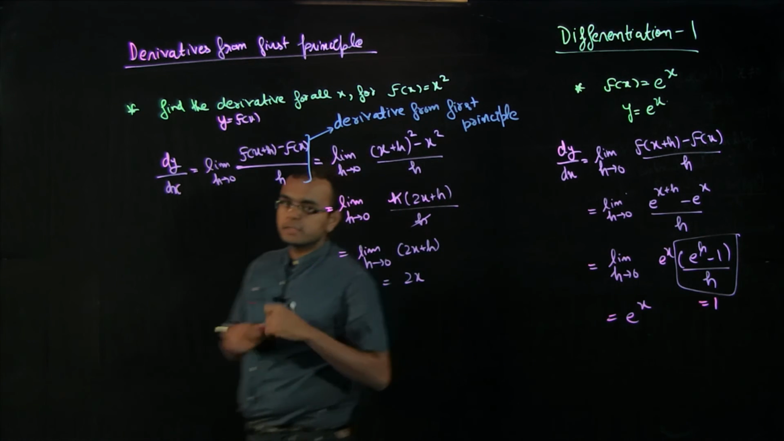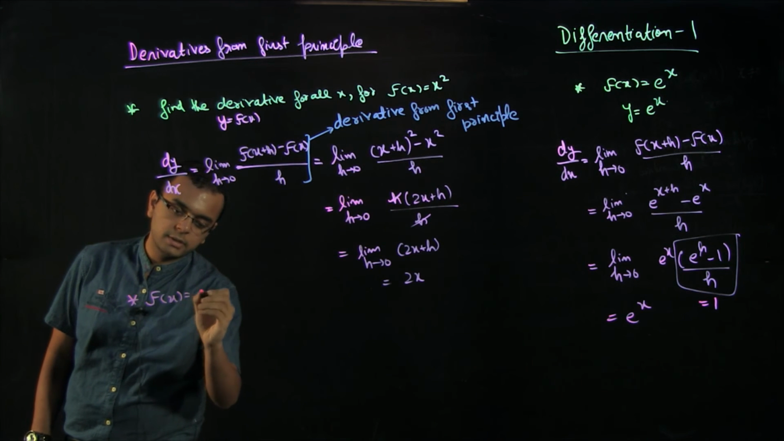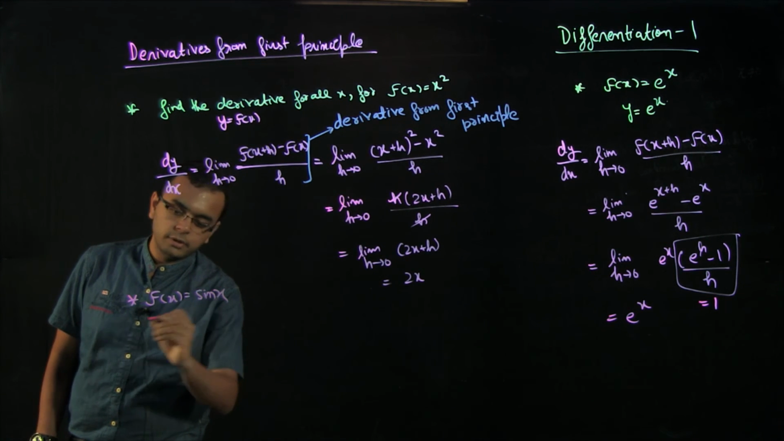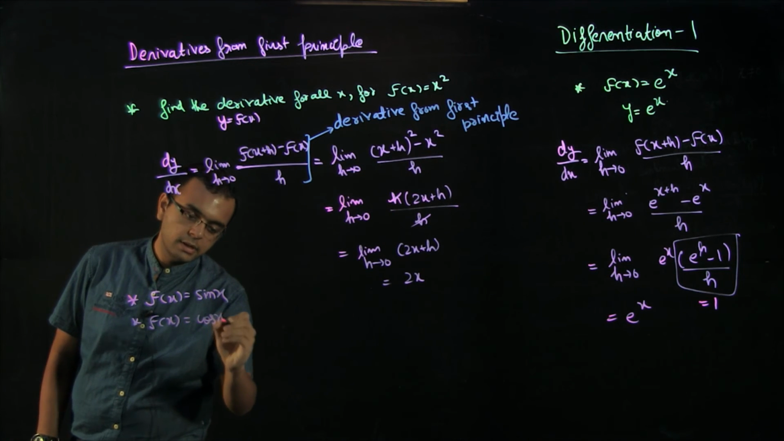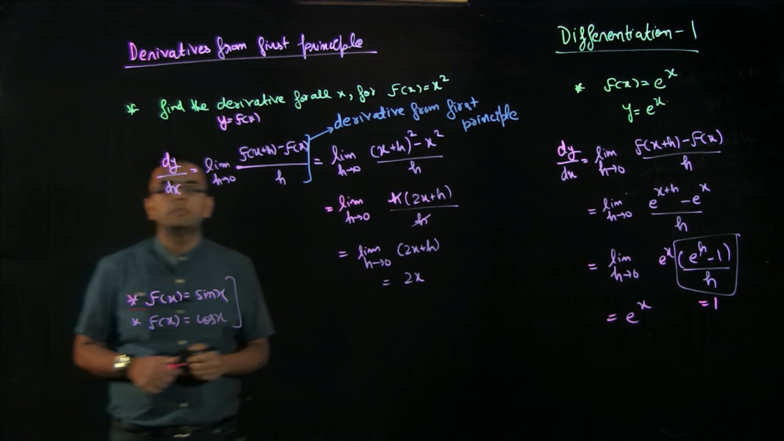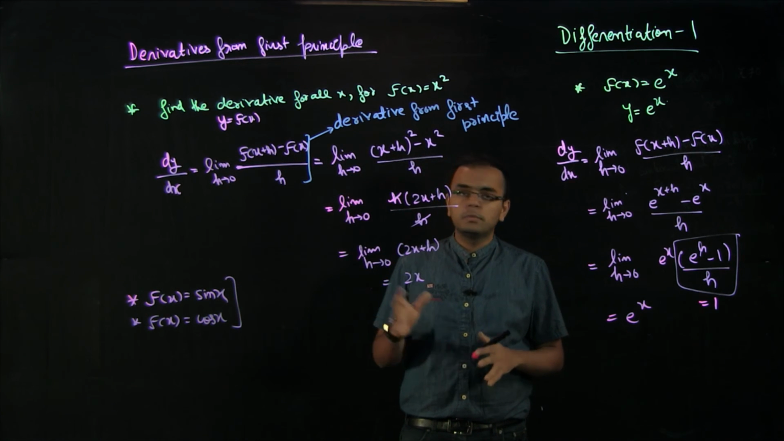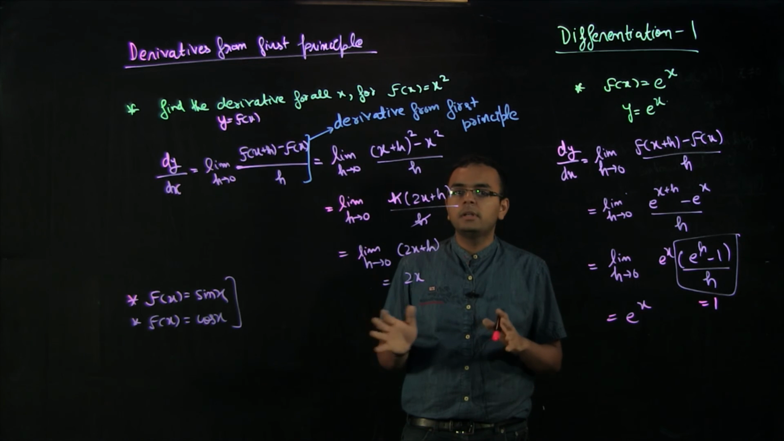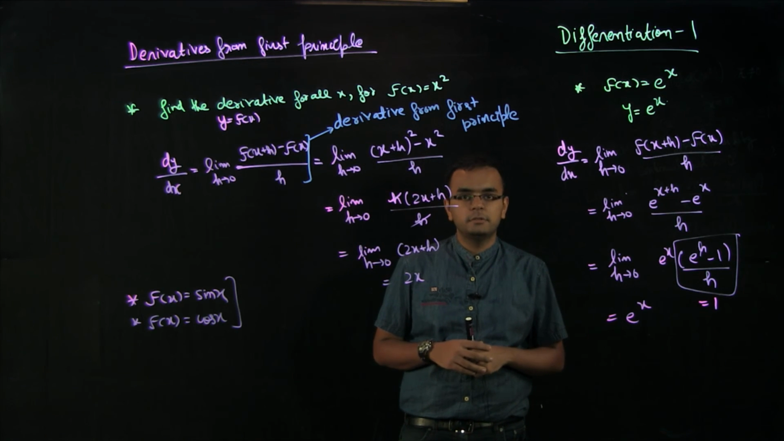For your homework, I will recommend you to practice functions like sin x and cos x. They are again very easy to solve. One of the things that you might need to revise for functions like these is the chapter of trigonometry, because you will be using formulas like sin a minus sin b, cos a minus cos b. So if you have forgotten that, just very quickly recall those formulas and then start solving derivatives from first principle.